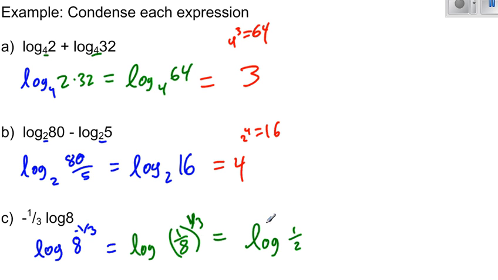You could estimate it using a calculator, but if you just type log 0.5 or log of 1/2, you would get negative 0.301.